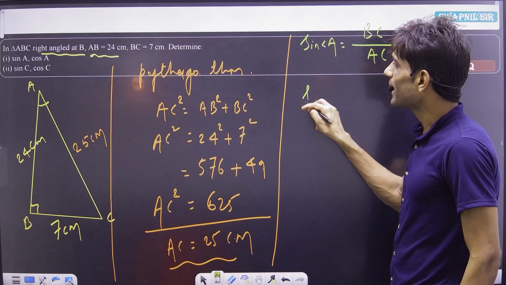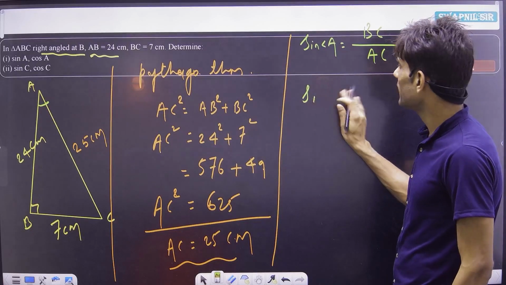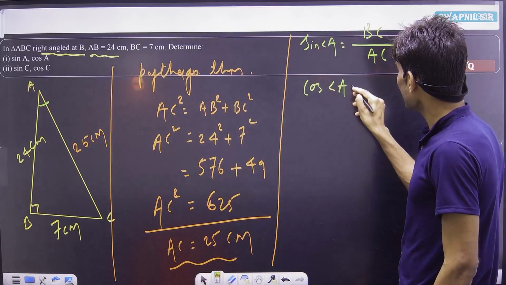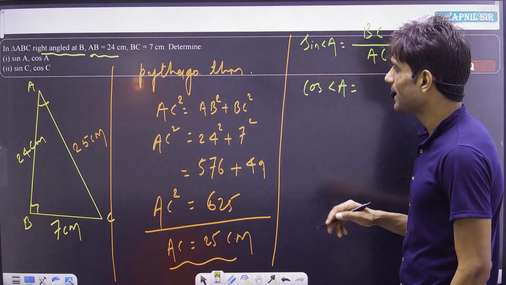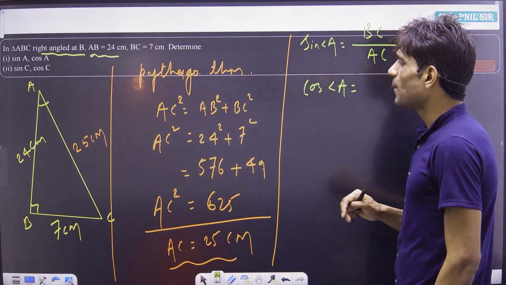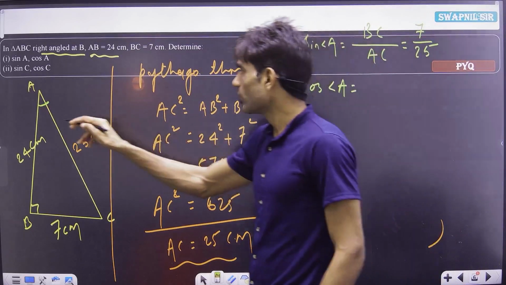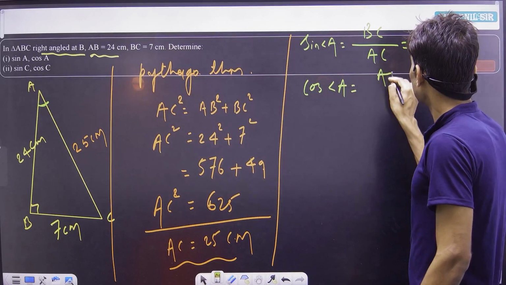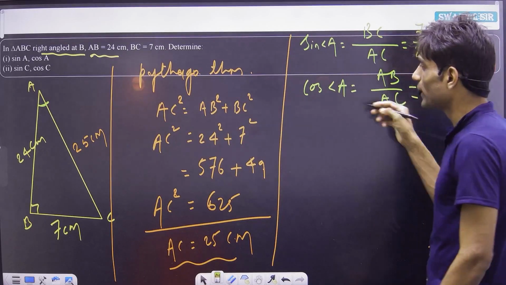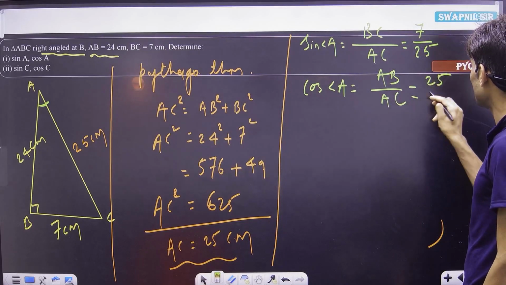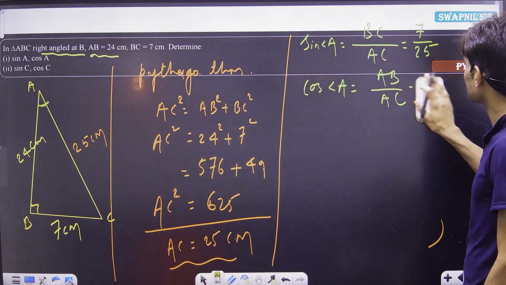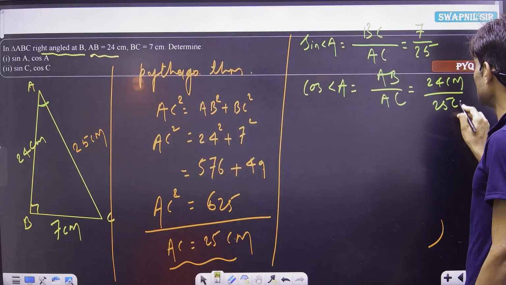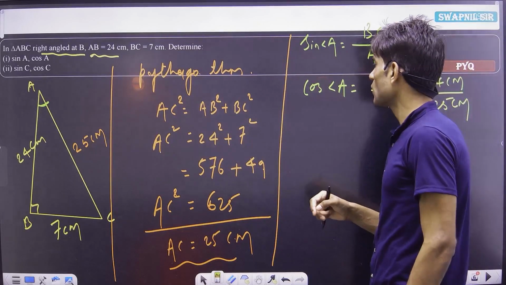Similarly, we write sine of angle C. Let me find out only about angle A. For cos of angle A, we write the adjacent side AB divided by hypotenuse AC. So AB is 24 centimeter, divided by 25 centimeter. This is the value for cos of angle A.